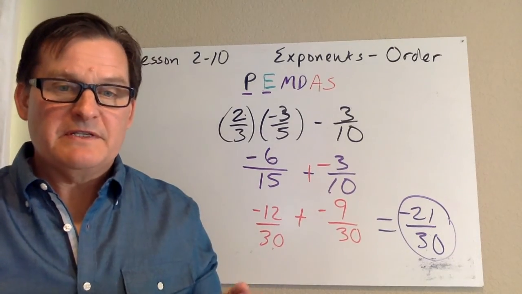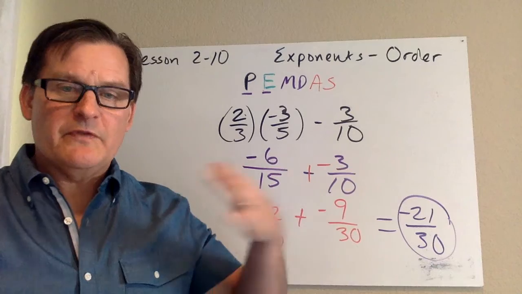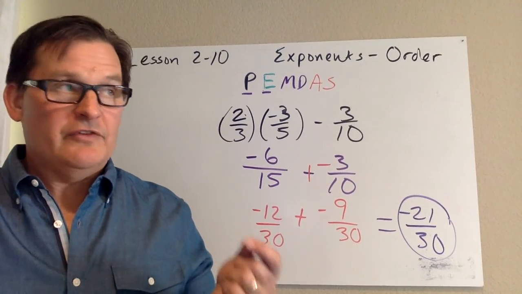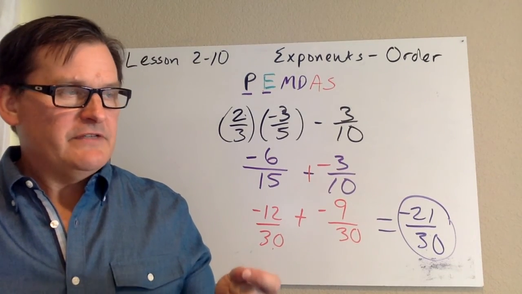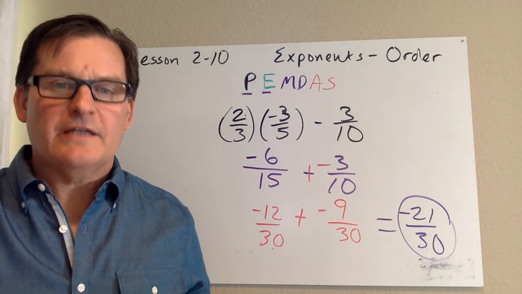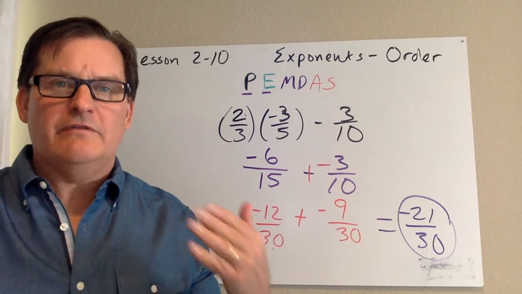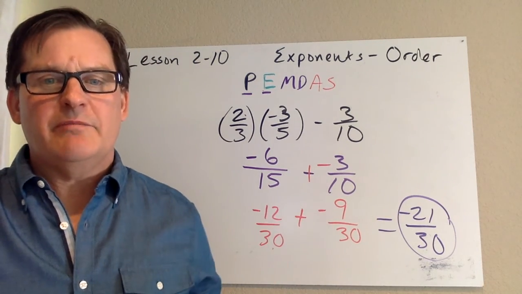Now that finishes up this unit of exponents moving into order of operations. Hopefully you've gotten a lot of practice. If you're still feeling a little bit iffy about it, go back and get some more practice. Just keep working on it. It's kind of the way math works. The more you practice, the more it's going to come to you. Eventually you'll get it if you just don't give up and you keep working it.